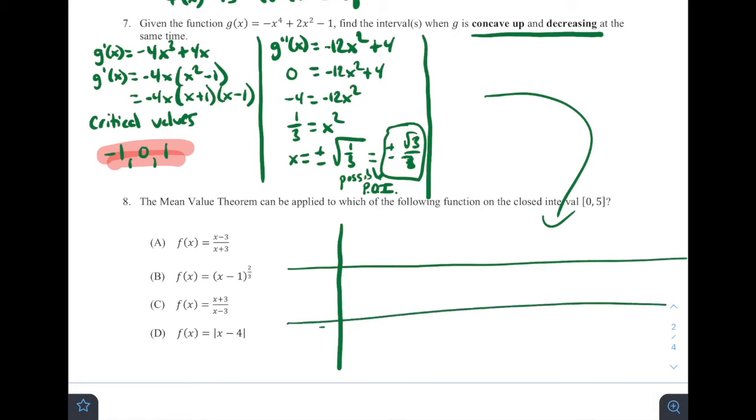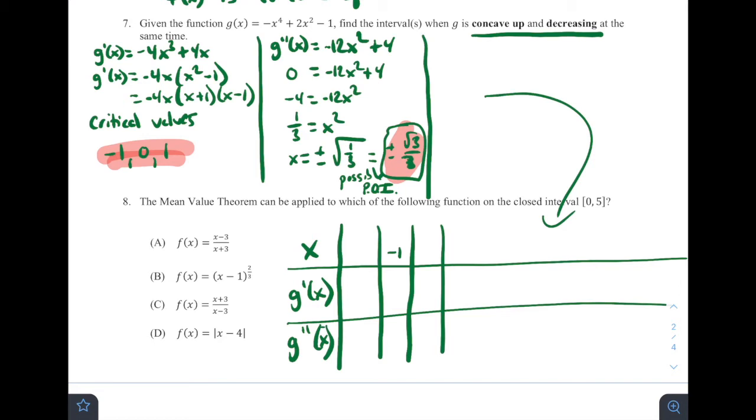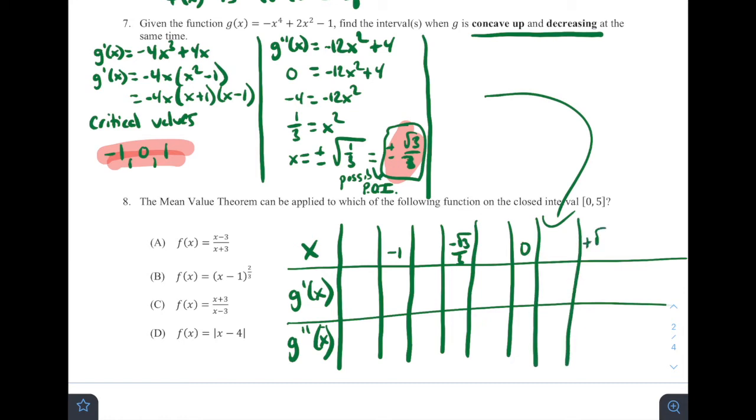In this table, we're worried about 3 things: x, g prime of x, and g double prime of x. On this, I need to make sure that I have each of the critical values and each possible point of inflection. So I'm going to have 5 x values on here with some spaces for each of these. Let's do -1, -√3 over 3, 0, positive root 3 over 3, and then 1. And then we'll have that space to the right of it.